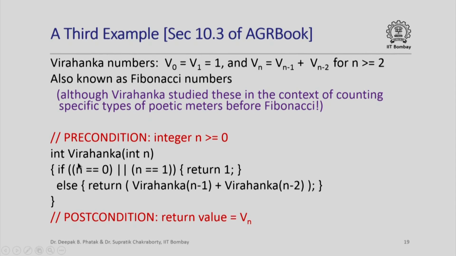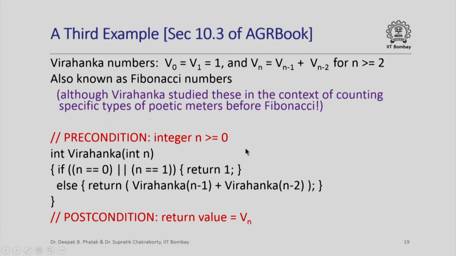So here is a simple recursive program that just uses this definition to compute Virahanka numbers. As a precondition we take n which is greater than or equal to 0, the postcondition is we must return the nth Virahanka number, and what do we do inside the function? If n is 0 or 1, we just return 1, we know V0 and V1 are already 1, otherwise we simply compute the n minus 1th and the n minus 2th Virahanka numbers, add them up and return it. This is as simple as the definition itself.